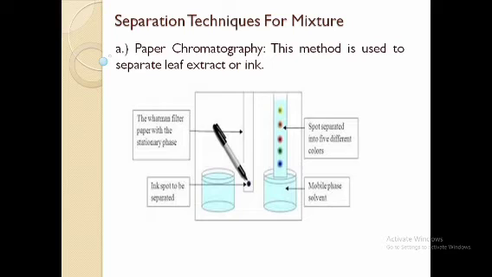So there is a diagram there of what I just described: separation of ink. We can see ink there, and it is placed in ethanol. And we can see when ethanol passes through the filter paper, we can see the different colors occurring as spots, and those spots are also known as chromatogram.